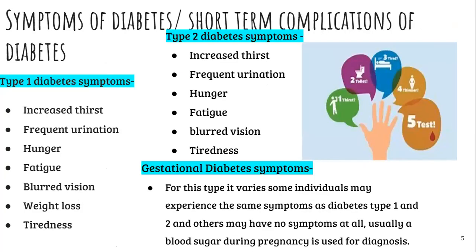Symptoms of diabetes and short-term complications of diabetes. Type 1 diabetes symptoms are increased thirst, frequent urination, hunger, fatigue, blurred vision, weight loss, and tiredness. Type 2 diabetes symptoms are similar: increased thirst, frequent urination, hunger, fatigue, and blurred vision. For gestational diabetes, it could be a mixture of type 1 and type 2 diabetes symptoms, or the person could have no symptoms at all. Usually, a test is done during pregnancy for diagnosis of diabetes.